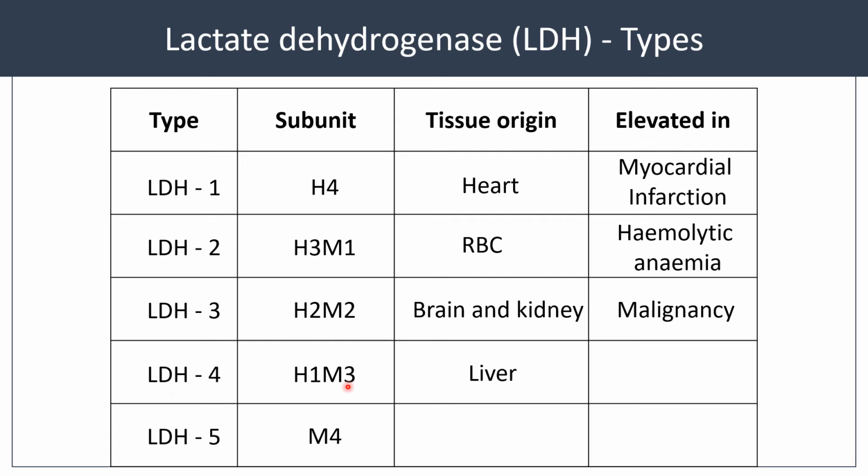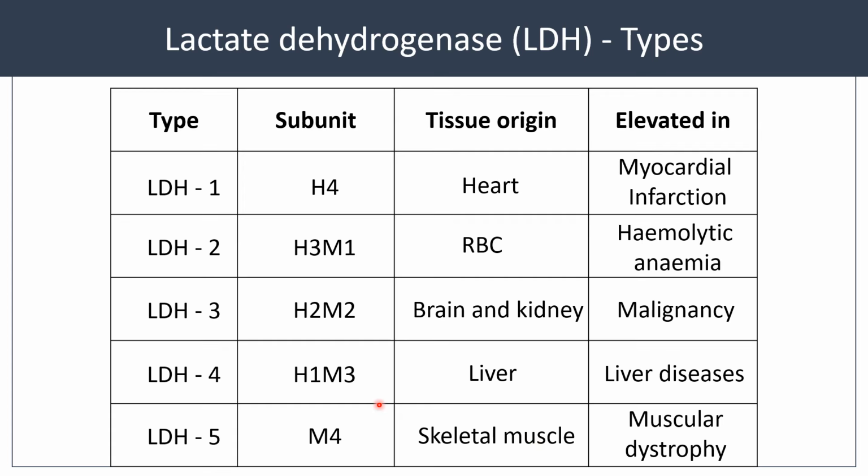And LDH4 will be present in liver, so it will be elevated in liver related disorders. And LDH5 will be present in skeletal muscle, so it will be elevated in muscular dystrophies. So these are the different isoforms and the conditions in which they will be elevated.